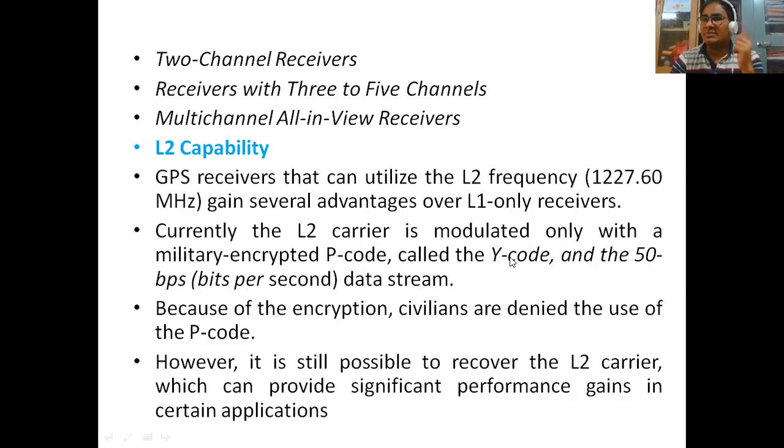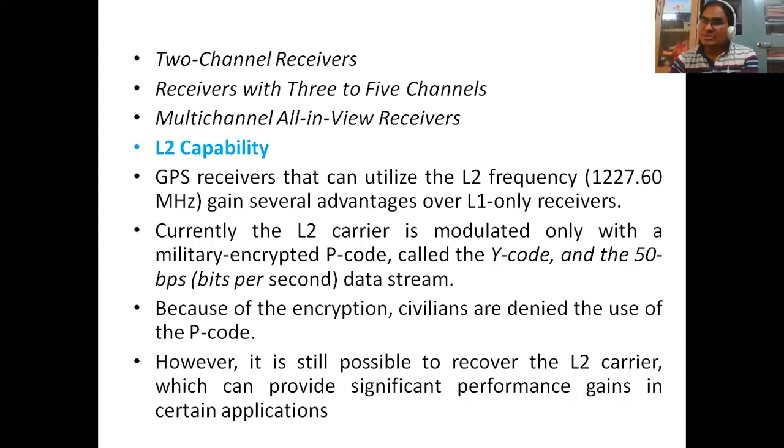That is multiplying the P code with some W code, as we learned in our previous unit, and that is called the Y code. This is the encrypted code that is exclusively meant for military usage. So if any civilians try to use that, they will be denied, because the decrypting key will be only with the authorized users. Anyone cannot decrypt that encrypted P code.